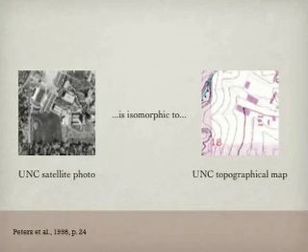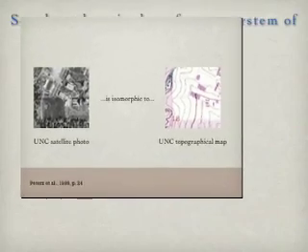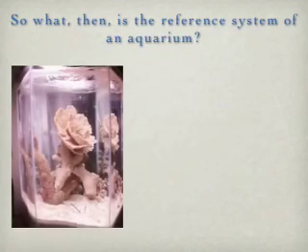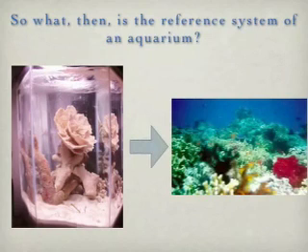So a marine aquarium is similar to an ocean, but it is not an exact representation of it. The next part is reference system, and all that means is what the microworld refers to. What system does it represent in some way, shape, or form? What is the reference system of an aquarium? Well, the ocean, of course.